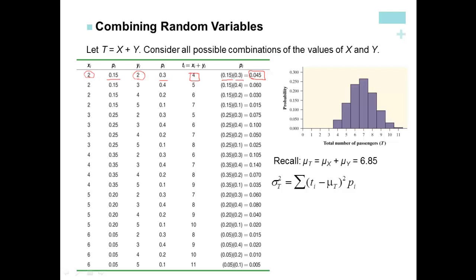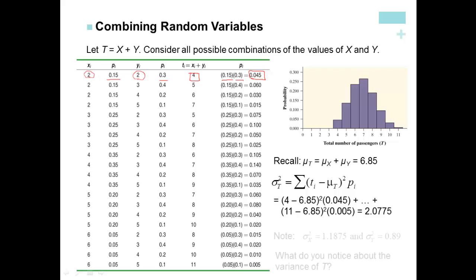Now, if I want to find the variance, remember it is the sum of each total outcome minus the mean of the total, squared, times the probability of that individual outcome. If I calculate this, I end up with 2.0775. That is the variance. The standard deviation would then be the square root. But let's take a look at the variance for a second. Note, the variance for Pete's Jeep tours was 1.1875, and the variance for Erin's Adventures was 0.89. The question is, what do you notice about the variance of T?